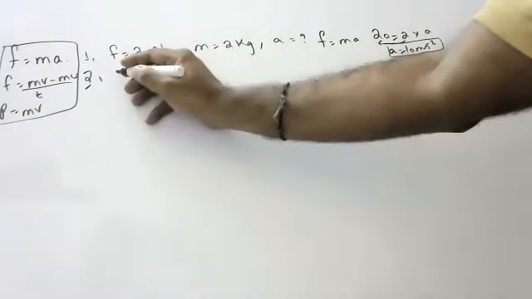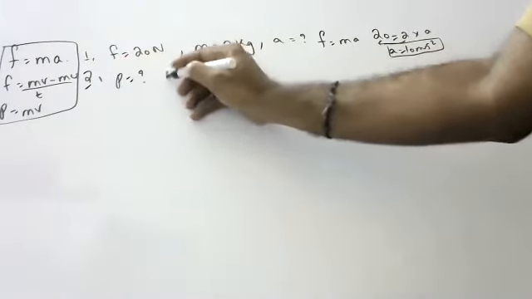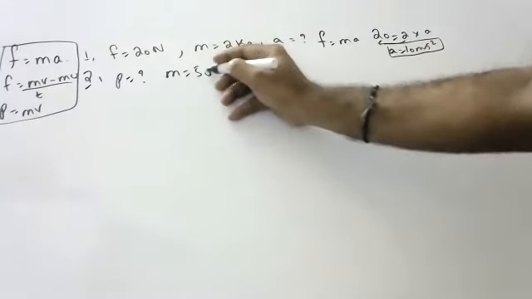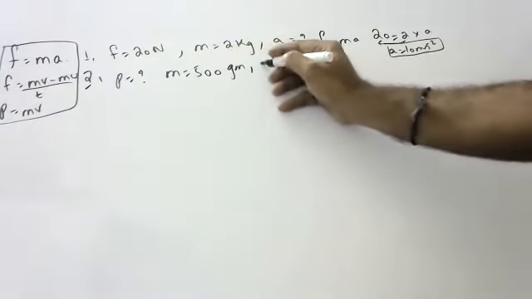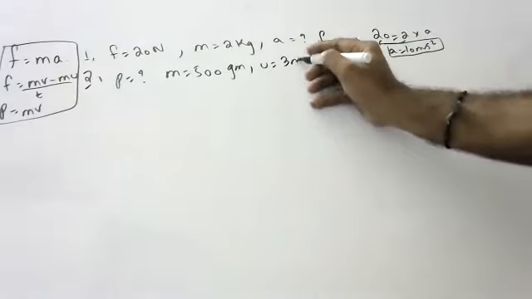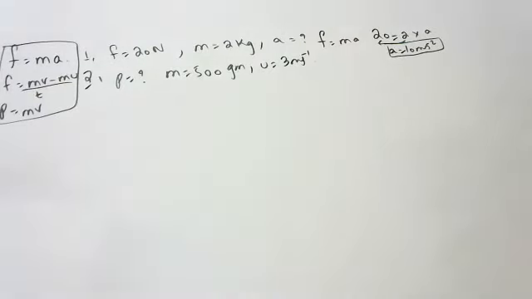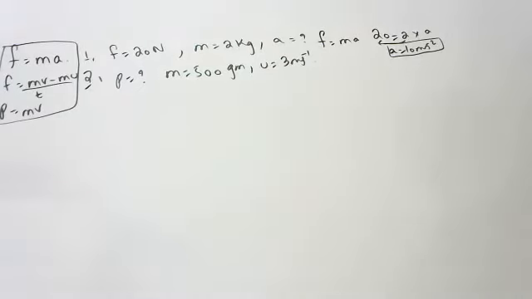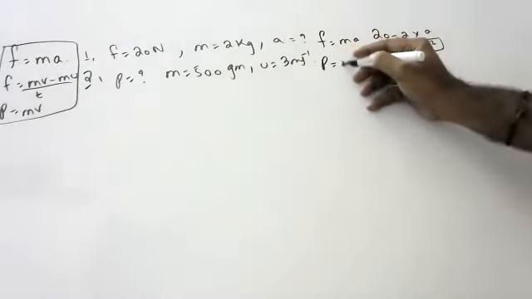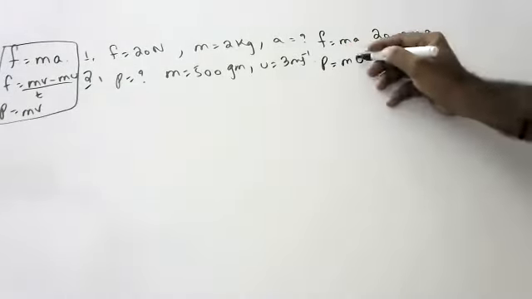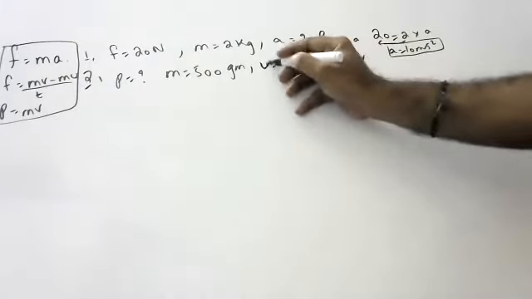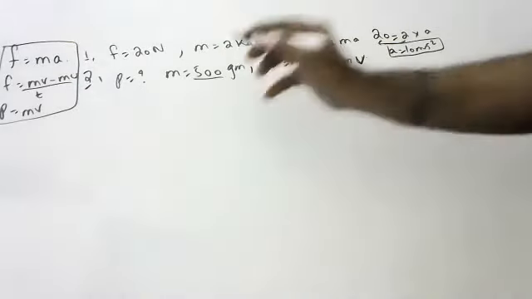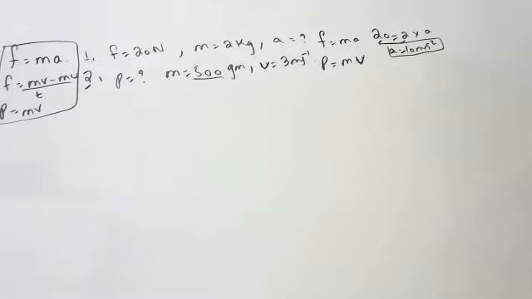Second question. Find the momentum of a ball of 500 grams moving with a speed of 3 meters per second. No, not 1500. You are committing a small mistake. You are not changing grams to kgs. That is the major mistake you are doing.